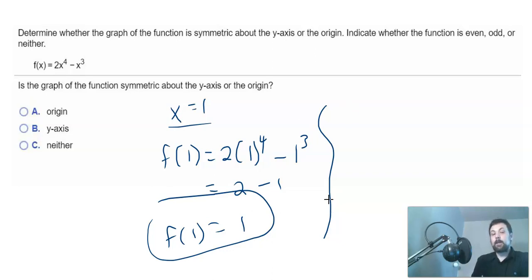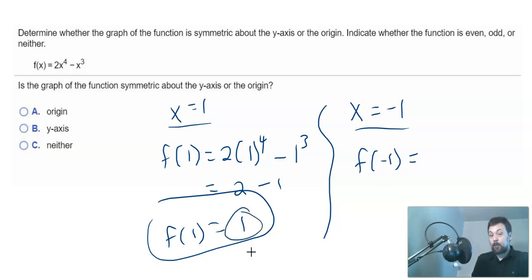So what do I want to compare that to? What do I want to plug in for x next? If I'm choosing 1 to test, then I have to plug in -1 to complete that test. And how will I know if it's even? When I plug in -1, what will I have to get here as my answer for it to be even? I would have to get 1 again. I'd have to get the same answer I got before. That would show me that it's even. How will I know if it's odd? The answer I get here will be -1. I get the same answer I got over here, but opposite sign. So I would need to get -1 over here. If I get anything other than those two cases, then it's neither.